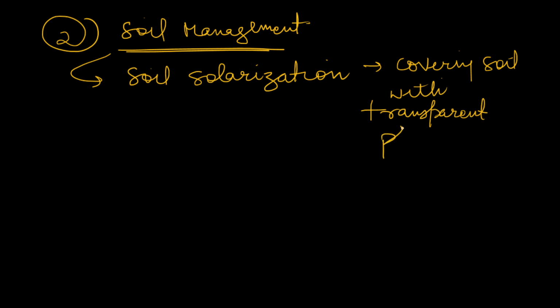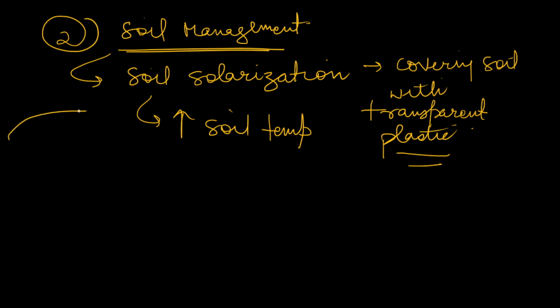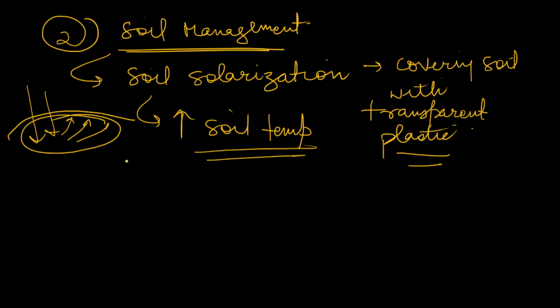So what happens is, if we cover the soil with transparent plastic, it increases the soil temperature because of the sunlight. The plastic acts as a greenhouse: the short wave enters but the long wave is not able to escape, so it increases the soil temperature and the nematodes get killed. Secondly, we can add some organic amendments.